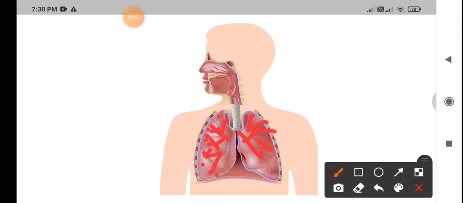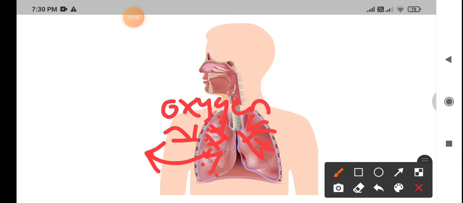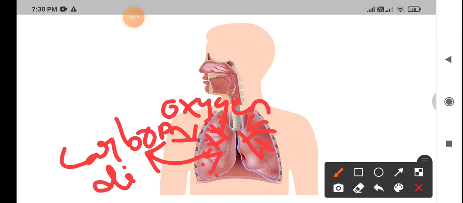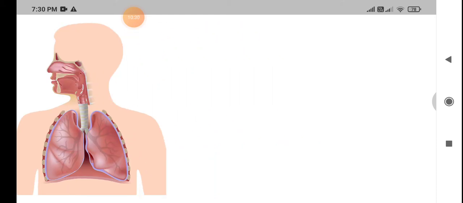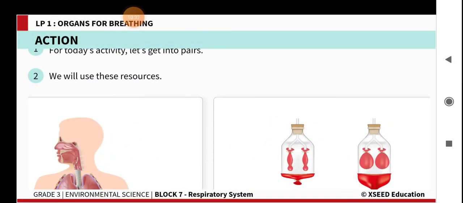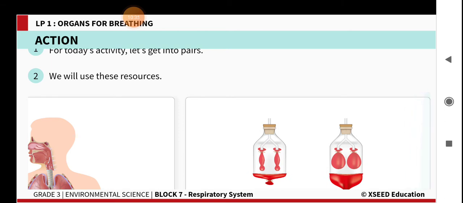They take oxygen into the blood and remove carbon dioxide. They take oxygen inside from the air and release carbon dioxide, sending it into the windpipe. Understood? This is how your lungs help you breathe in and breathe out. Now, to understand more clearly, we will see the video.